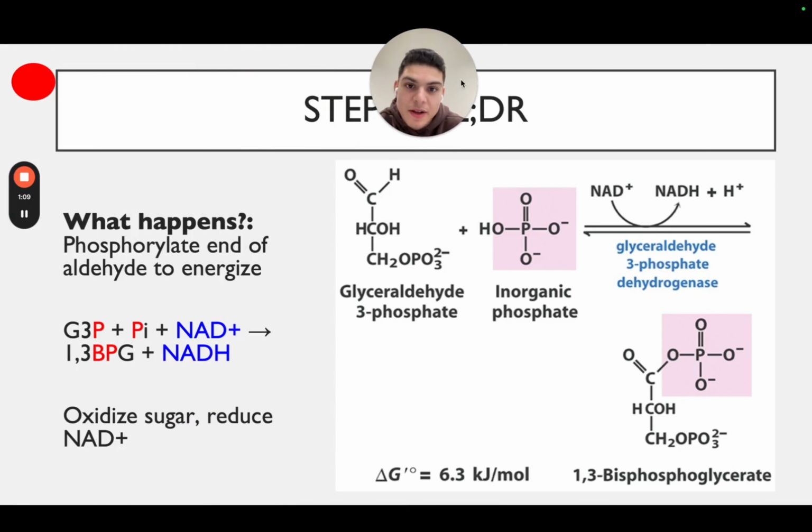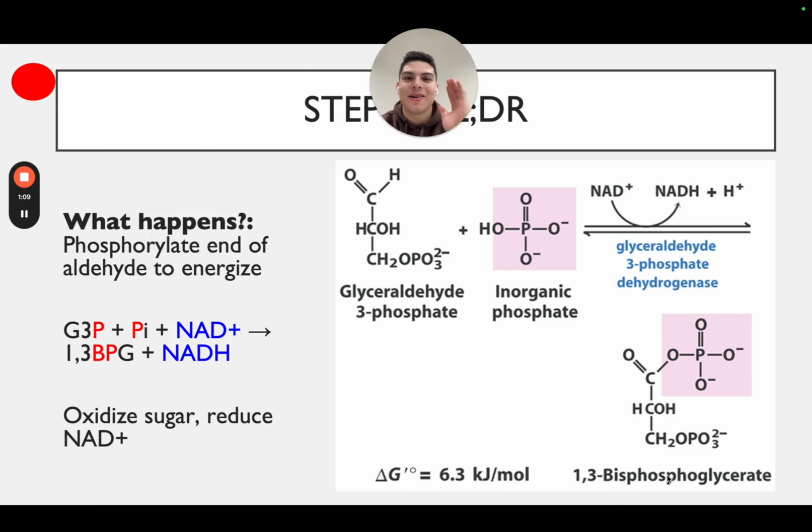For step 6, TLDR, what we're doing is we're taking this glyceraldehyde 3-phosphate and we're adding a phosphate group to it, right? And we're forming this 1,3-bisphosphoglycerate. Now, what does that mean? You may think, Alex, well, aren't you phosphorylating it? Doesn't that mean you need to add energy to it? Not necessarily. Now I'll explain why.